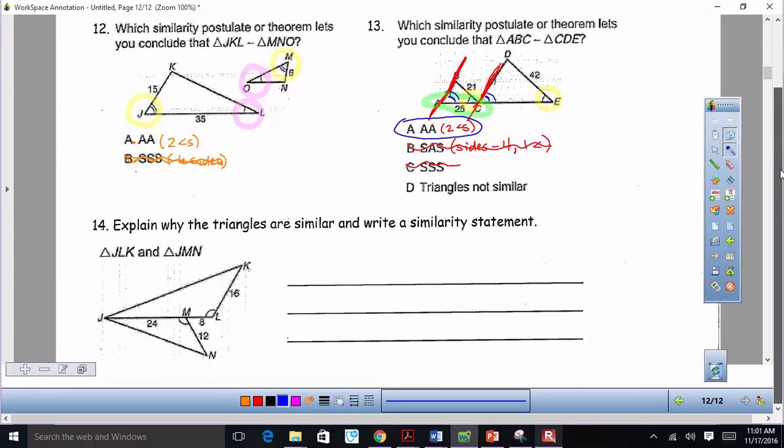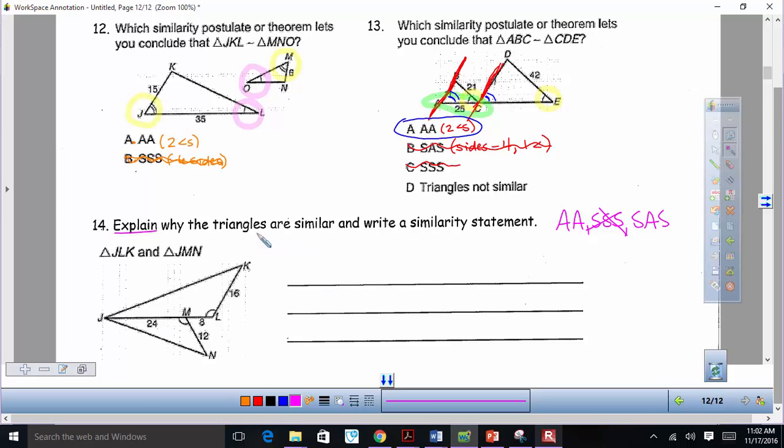There will be one like 14 on the test, okay? And so that's why I wanted to show you how to do it. Now, when it says explain why the triangles are similar and write a similarity statement, it's talking about choosing either angle, angle, side, side, side, or side, angle, side. The way that you explain is you show these things, okay? So, will side, side, side apply here? No, there's not enough sides. Okay? What about side, angle, side? Yes? Okay, well let's try side, angle, side.